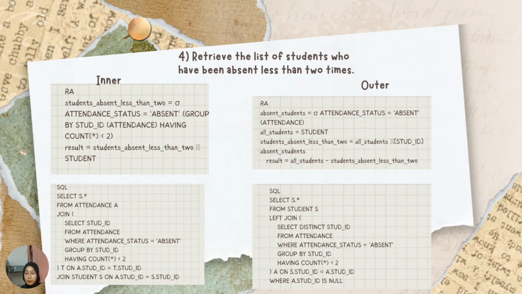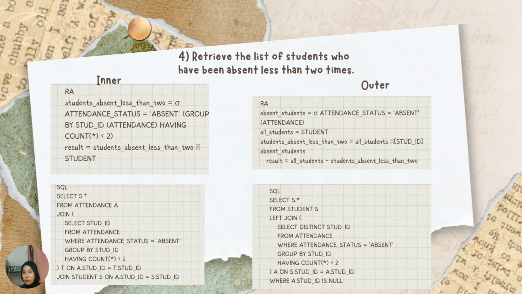Okay, inner join. For this one, the question is to retrieve the list of students who have been absent less than 2 times. For inner join, the query will retrieve all the columns from the student table for the students whose attendance status is absent and who have fewer than 2 absences. So the join operation will connect the attendance and student tables based on the common attribute student ID.